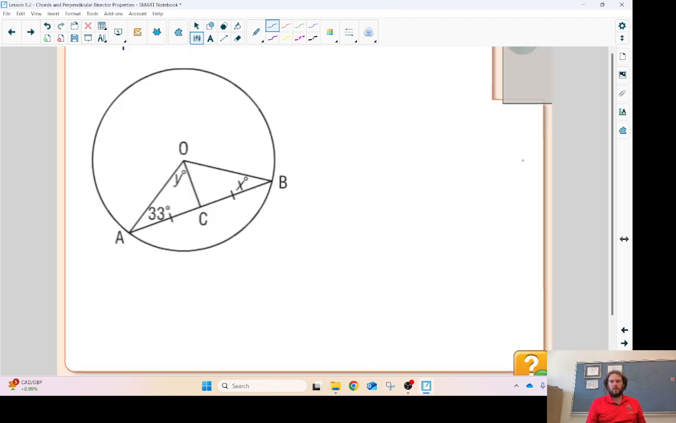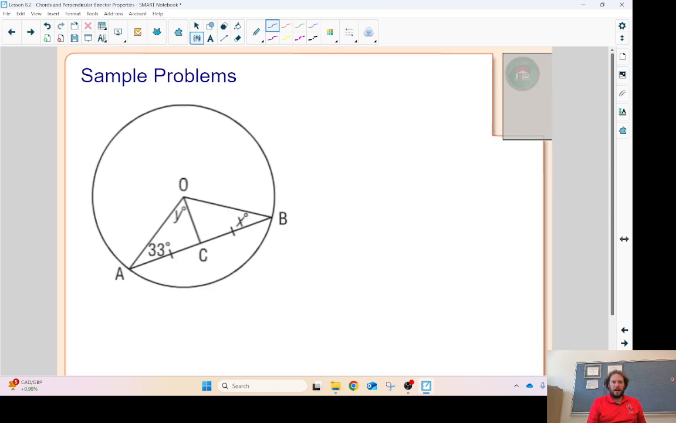So here we go. Here's question number one. What we want to do is find these missing angles. We have angle Y and angle X.